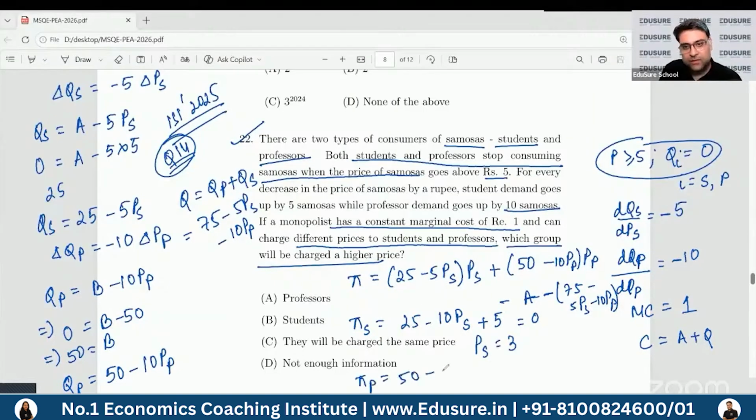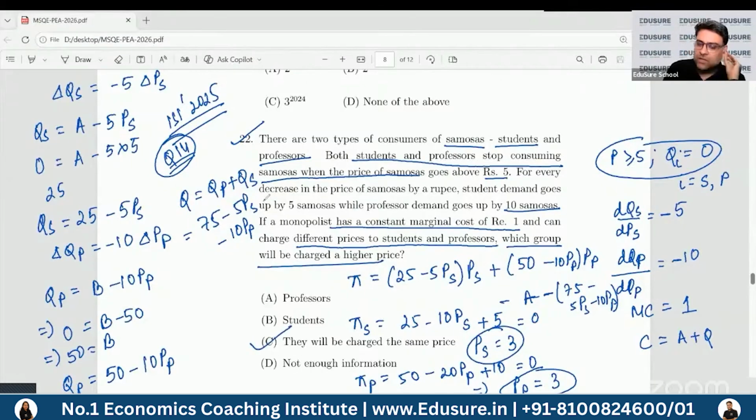For PP, 50 minus 20 PP plus 10 is equal to 0. So PP is also equal to 3. So PS and PP are both equal to 3. They'll be charged the same price. Okay, this is one of the ways to do it. There are multiple ways. Should I show you one more way?